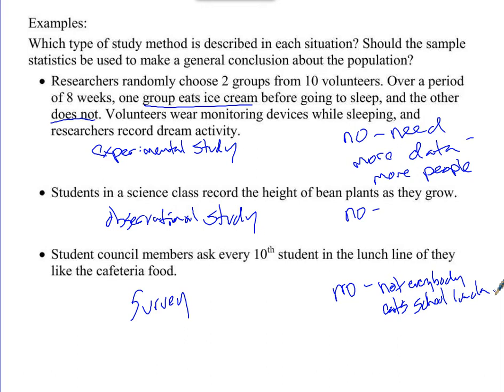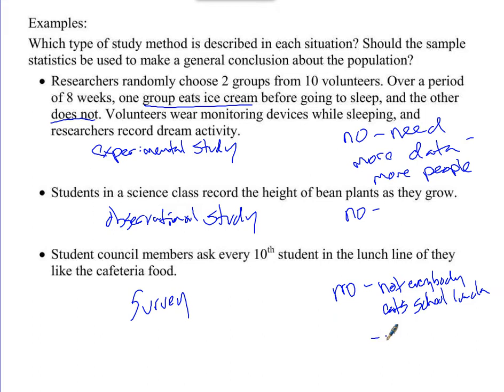Now on top of that, how many people are standing in line for cafeteria food? There's like 200 people in this school. I'm saying 20. Probably more like 30. So if you ask every 10th student in lunch line, how many kids are you getting? 3, maybe 4? Is that going to be a good representation of the 200 people in this school? No, it's not. So that's another reason there that you would have to write, okay?